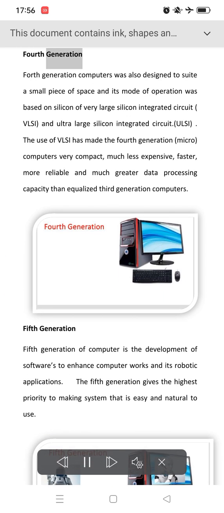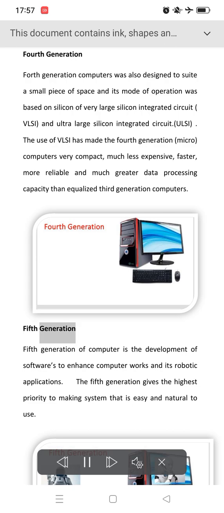Fourth generation. Fourth generation computers were also designed to suit a small piece of space, and its mode of operation was based on very large silicon integrated circuit VLSI and ultra large silicon integrated circuit ULSI. The use of VLSI has made the fourth generation microcomputers very compact, much less expensive, faster, more reliable and with much greater data processing capacity than equivalent third generation computers.